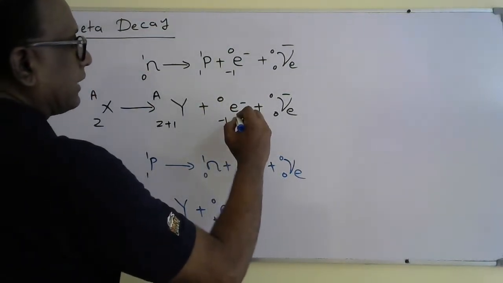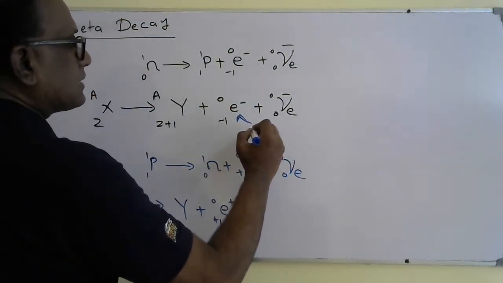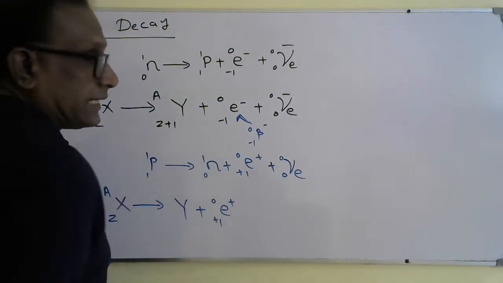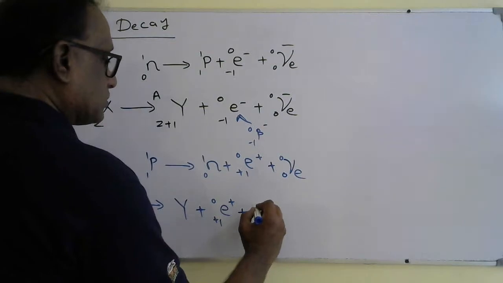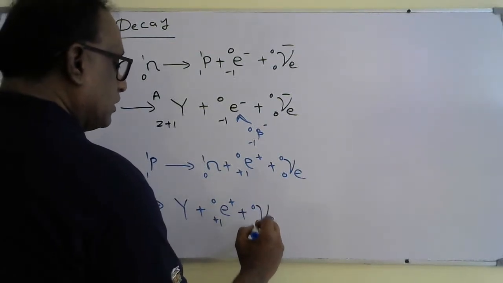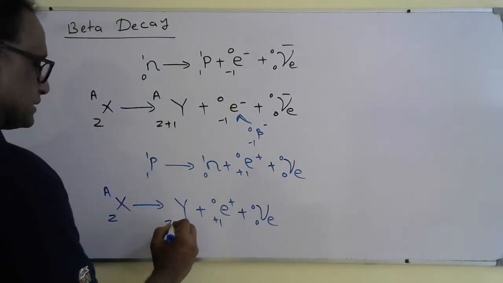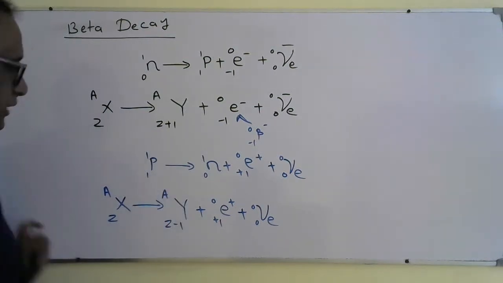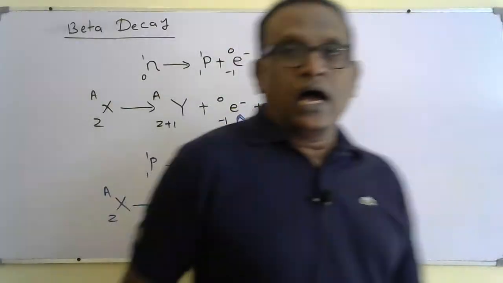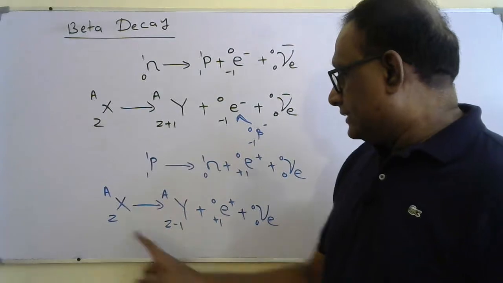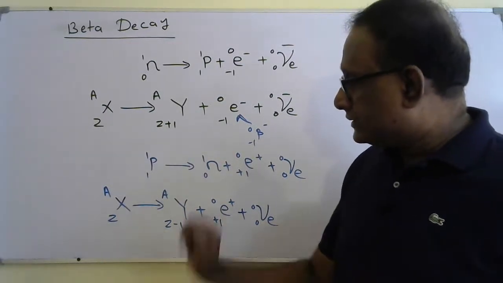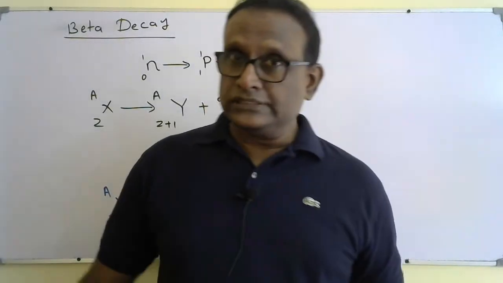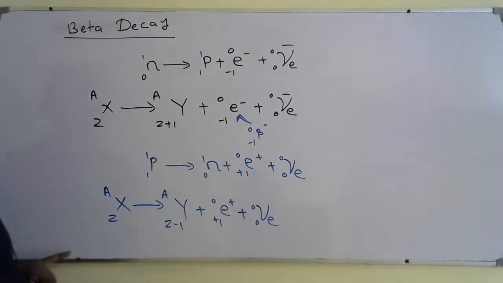This I can also write as beta minus 0 minus 1. So this could be written as beta plus 0 plus 1. Anyway, either way we can write. So neutrino 0 0. When we balance it, here that should be Z minus 1, A. So here also you can see there is a change in the charge, or change in the atomic number, but no change in mass number or no change in baryon number.